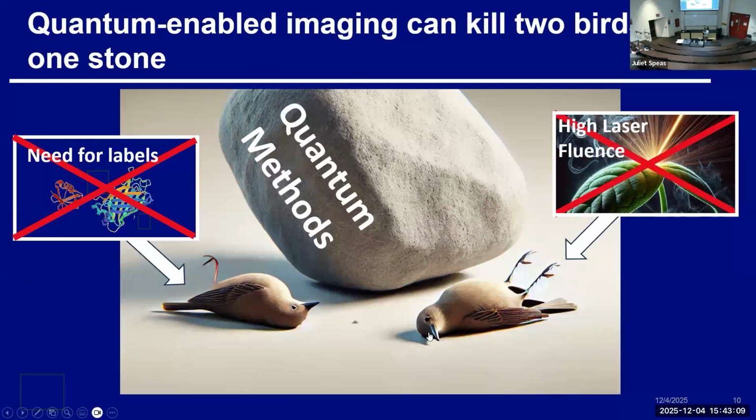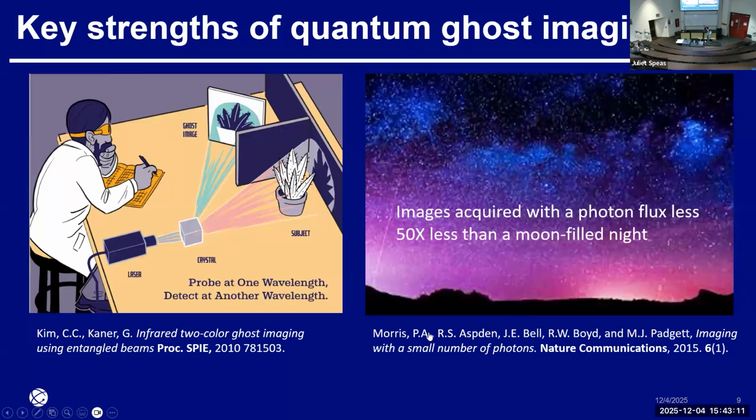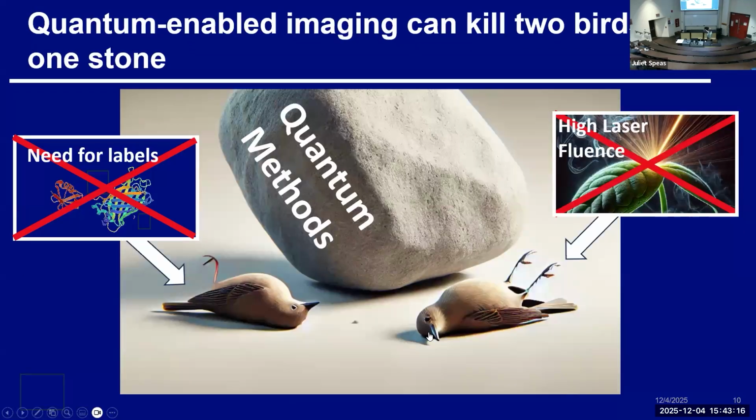So I told you about the two key strengths of quantum imaging. I'm going to say these map really well onto these two problems. This wavelength shifting is how we can get rid of labels, because we can do probing in the infrared where vibrational absorption gives us contrast. And the fact we're doing this coincidence detection allows us to get rid of the high light fluence that can be perturbative to the plant.